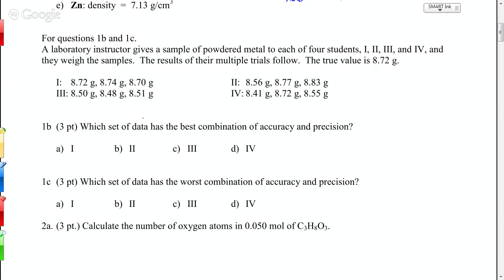Because their average is 8.72. Okay, they're accurate, and their range is the smallest among those. Right. So you're going to judge accuracy by the proximity to the true value. You'd have to calculate the average for each of those and see which one's closest to 8.72. And then your precision is going to be the range of the values. So which one has the smallest range is the most precise. So which one's the worst? What's the worst combination of accuracy and precision?